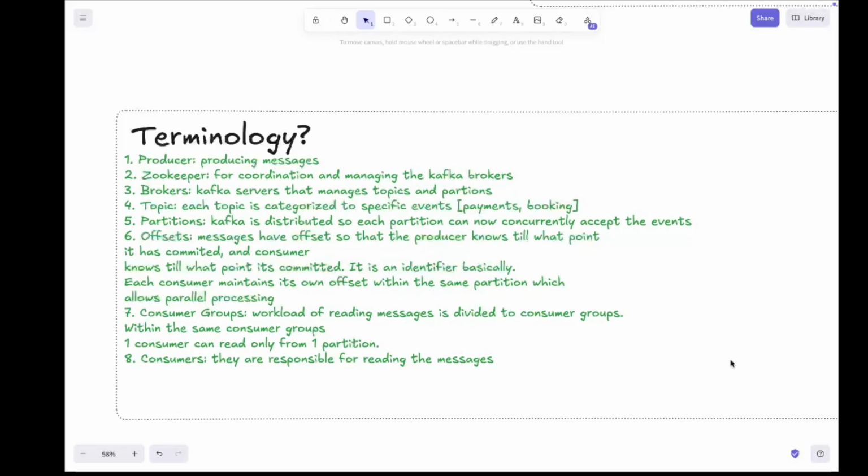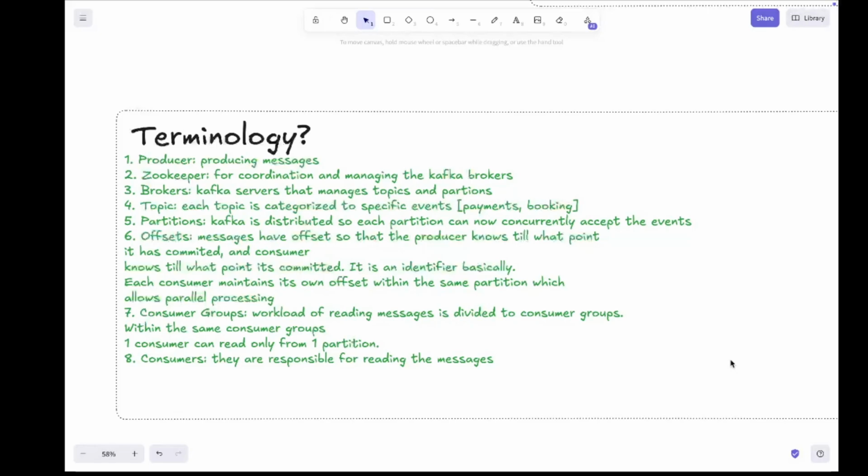Now we will move to the fourth point, which is topic. A topic is a particular category of message or an event. For example, booking is one event, and doing a payment is another event. So we are categorizing into topics, and there could be various consumers which can subscribe to that topic. Okay, so that is your topic.